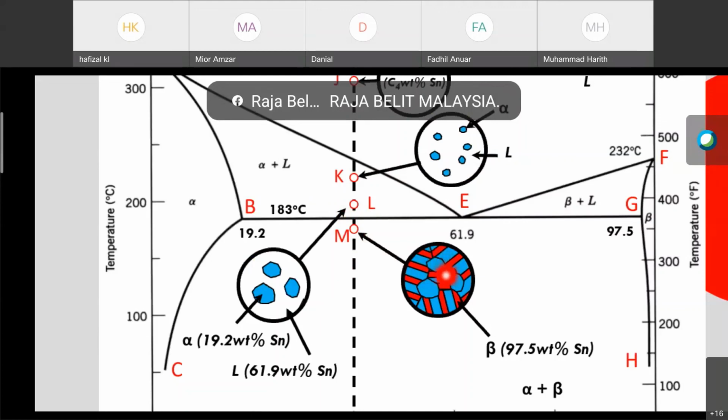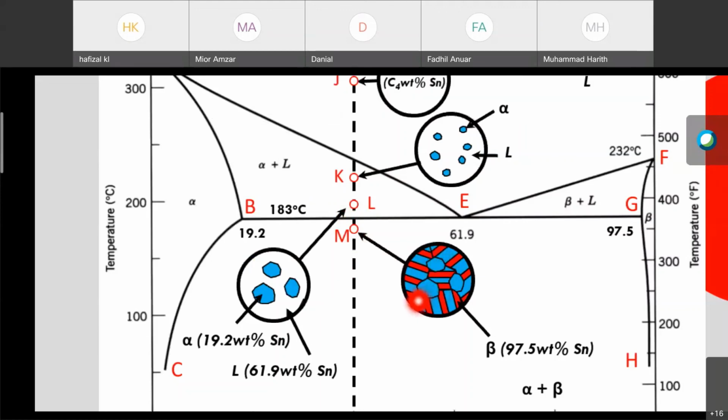Bila dia sejuk, doktor dia ada alpha and beta ya, doktor? Dia dah keras lah, dia tak ada liquid lah kat situ. Bila dia start liquid tak ada kat sini, dia dah start keras lah kat sini. Dia form dalam bentuk macam ni. Lamella dengan ada bulat-bulat kat sini. Yang ni dia special sikit. Kalau dekat area sini, area region sebelum boundary dekat E ni, dia ada bulat-bulat dekat sini ya. Dia bulat-bulat ni.